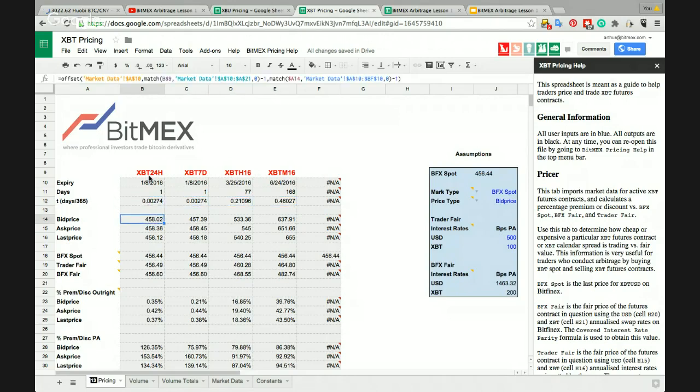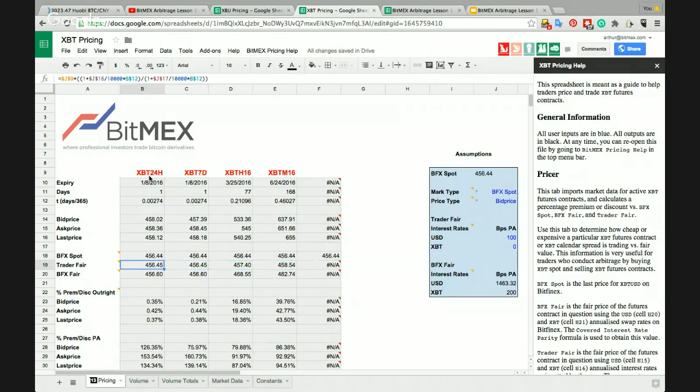So right now we've pulled in the market bid, ask, and last prices for these four contracts. And right now we'll just look at the Bitfinex spot price. So I have $456 in here for that. And then we have this column called trader fare. What does that mean? This is where you can put in your hurdle rates. Where do you borrow and lend money? So say that I, for 1 year, will pay 1%, so 100 basis points, for US dollars, and I receive nothing on my Bitcoin.